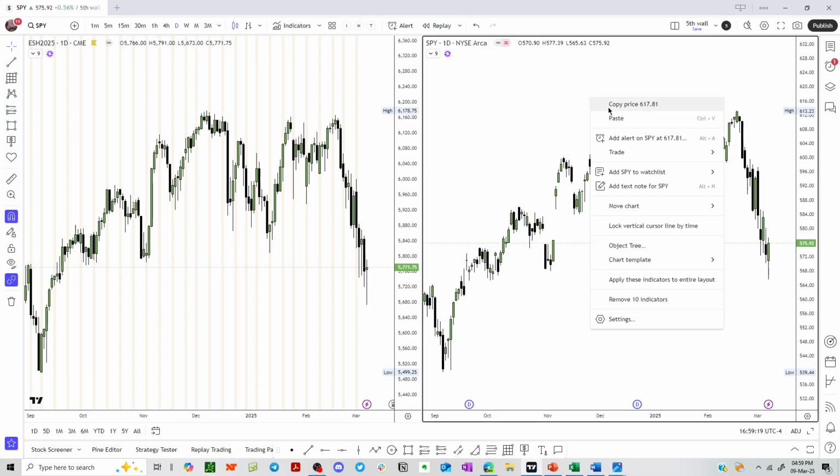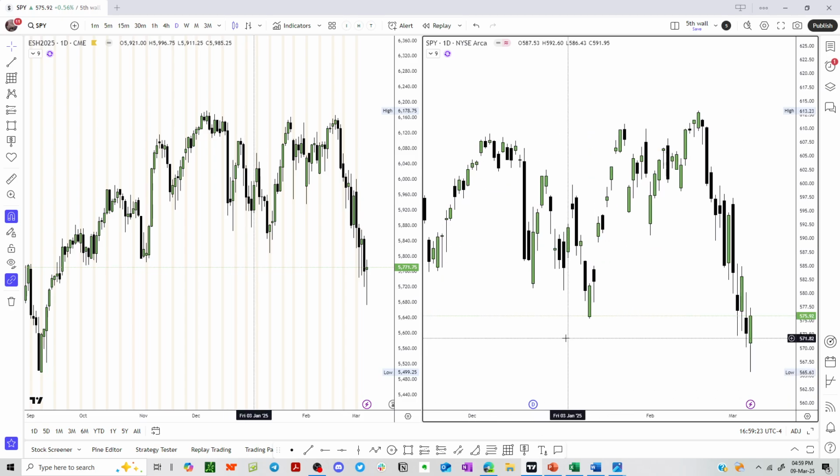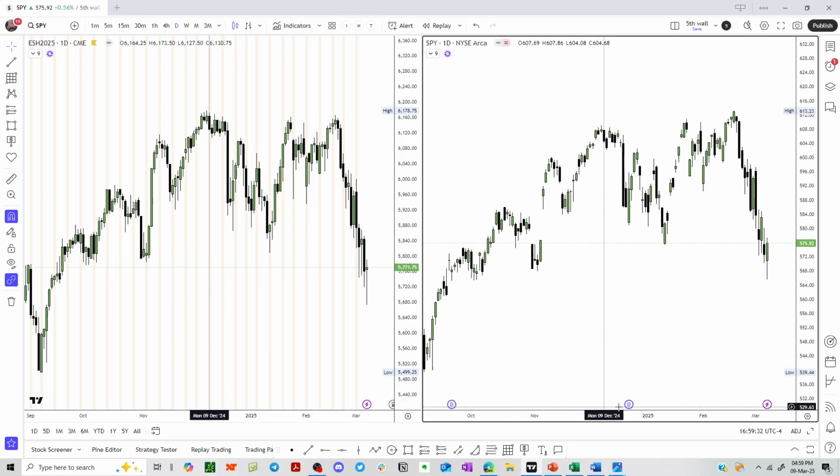All right, look how nasty that looks. Anyway, all right. Let's get started. All right. Goal is to make money. Who cares what the chart looks like, right? As long as you can read it properly.